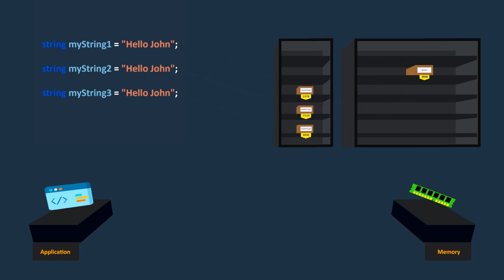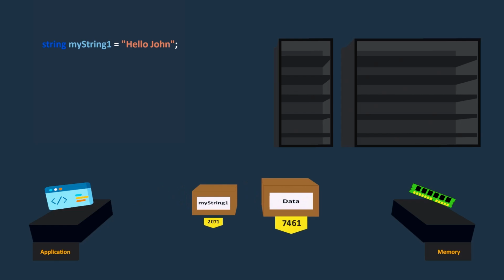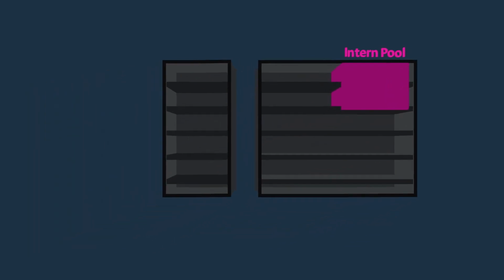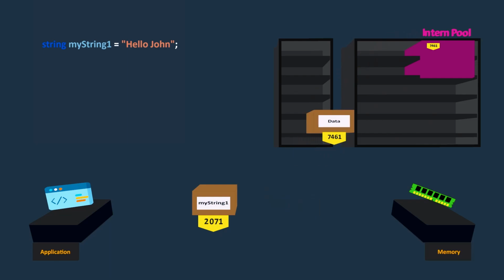For better understanding, let's illustrate what happens when we declare string literals. As you know, when we declare a string variable, such as myString1, two memory locations are allocated. But what we haven't mentioned is that internally the CLR maintains an intern pool table which stores a single instance of all unique strings. In this case, the CLR stores the memory address of this string object in the intern pool table.